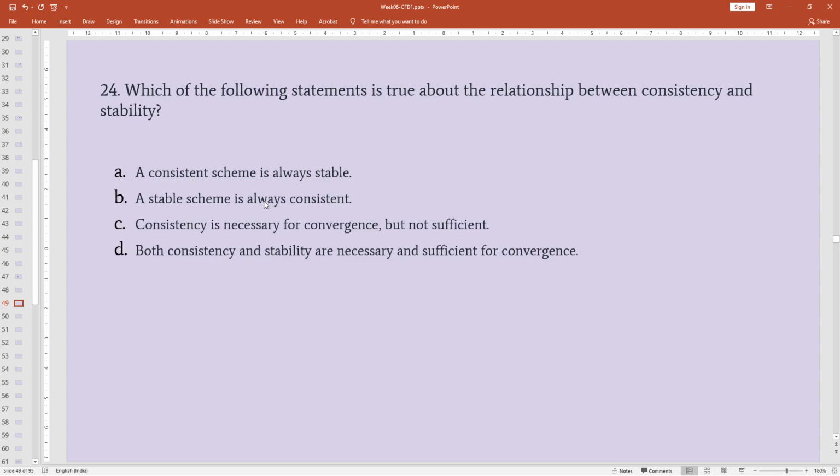Option A, a consistent scheme is always stable. Option B, a stable scheme is always consistent. Option C, consistency is necessary for convergence but not sufficient. Option D, consistency and stability are necessary and sufficient for convergence. So again, an easy question. We have already discussed the same concept in another context. Please inbox the answers.